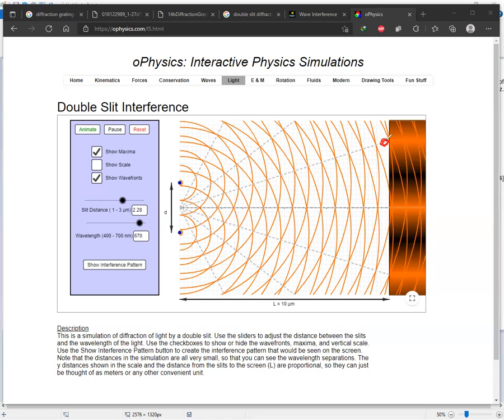Whenever the microphone is kept placed over here, let's say now we are detecting the first maxima. If we start to increase the frequency, which in terms means lowering the wavelength, this pattern is going to slowly start to converge.